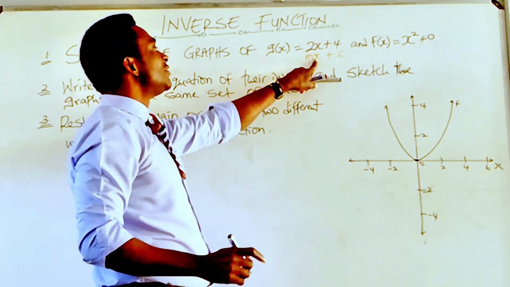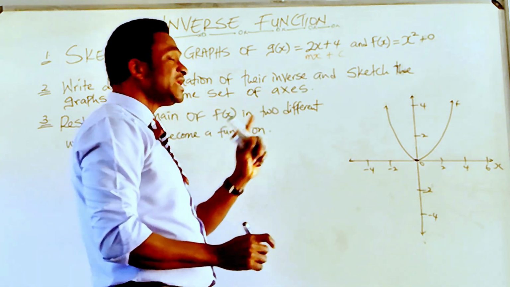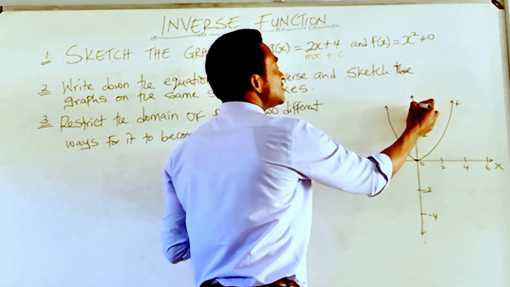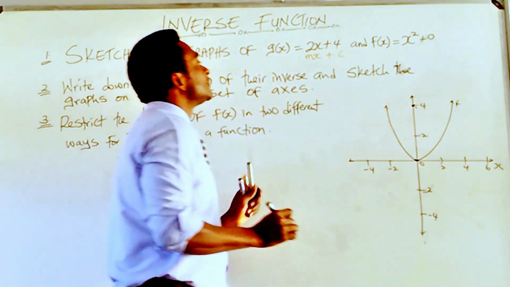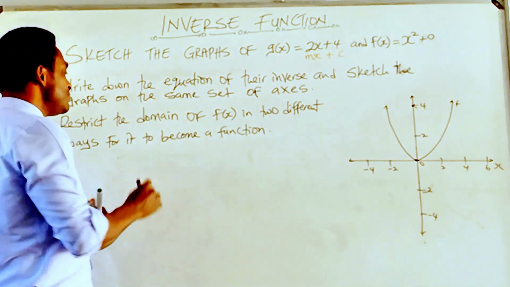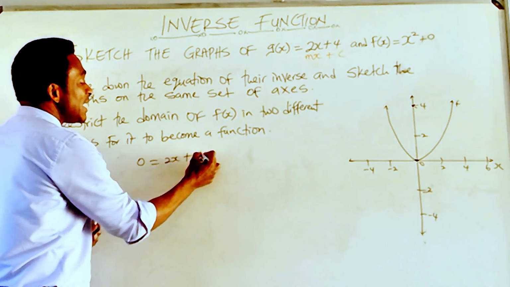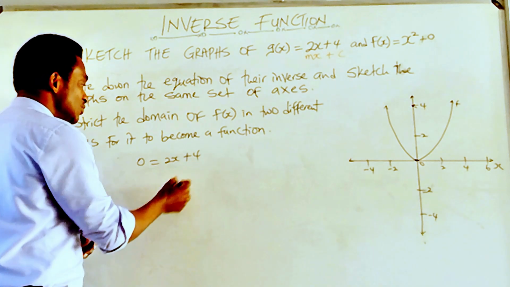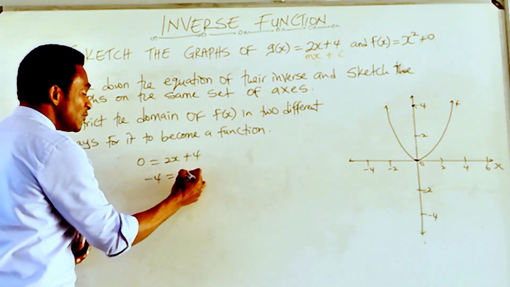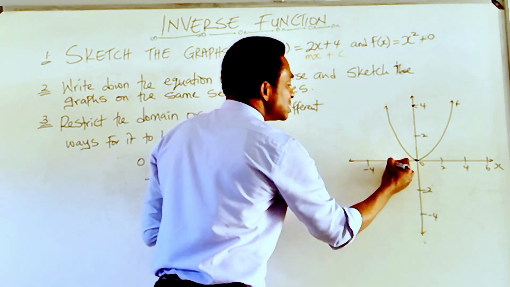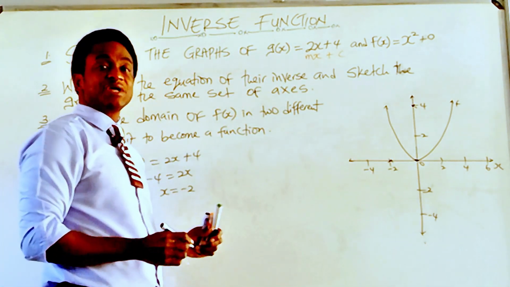And then for g of x, it's a linear function. We know it is of the format mx plus c, where c represents our y-intercept. Our y-intercept in this case is 4. Now, what do we need more? We make y 0 to get our x-intercept. So if we solve this, we have -4 equals 2x. x will be equal to -2. So our x-intercept is at (-2, 0).